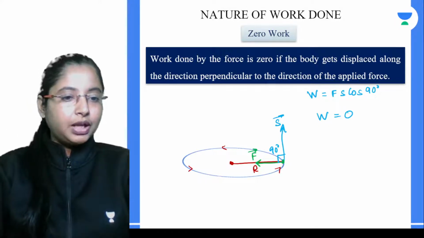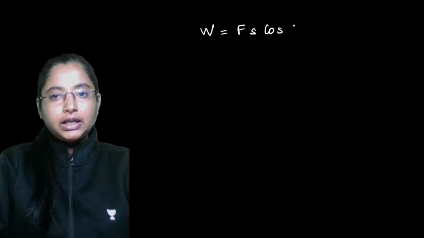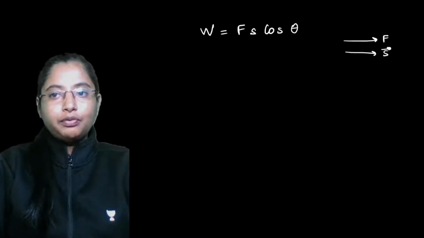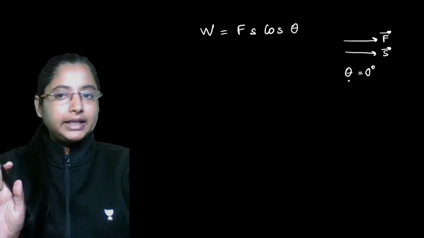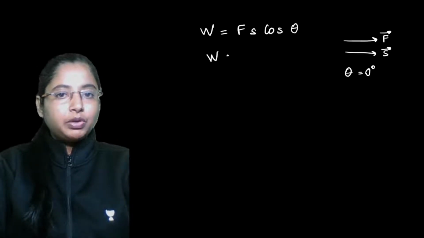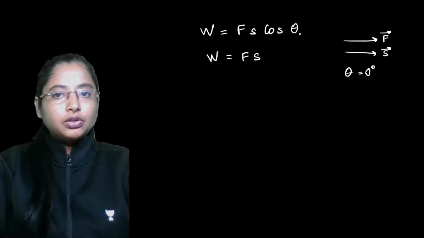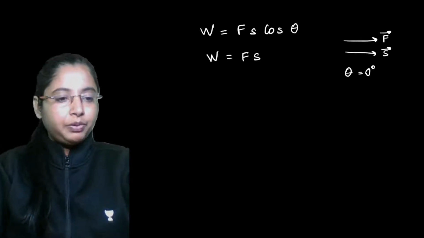So to sum it up in simple words, we know the work done is nothing but Fs cos theta. Now if force and displacement are along the same side, then the angle between them becomes 0 degrees. So for theta less than 90 degrees, work done will be positive. Fs cos theta will become 1 times Fs, so we get a positive quantity.